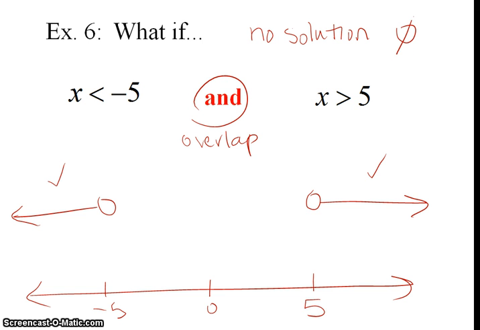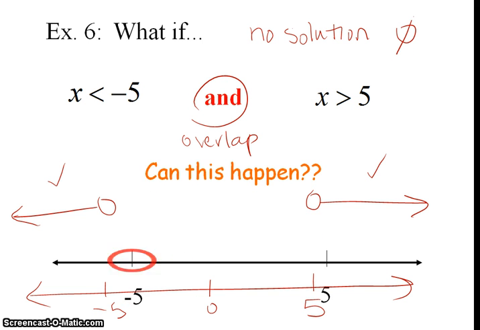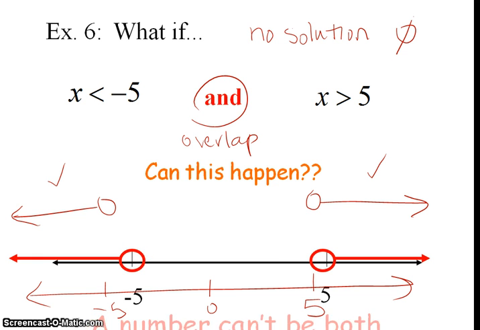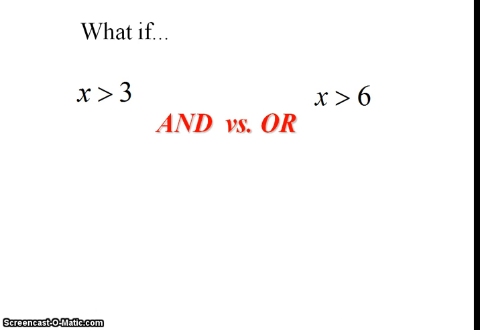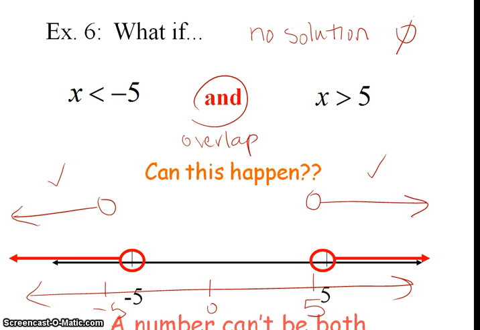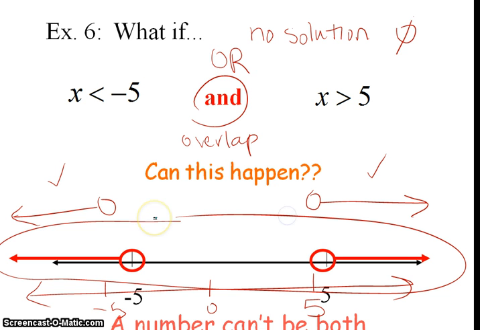But what if we just change one little word? The little word we can change is what if we said or versus and. Now I'm going to go back to this one. A number can't be both. Now if we said x is less than negative 5 or x is greater than 5, then this is the correct graph because I can include them both. It's either less than negative 5 or it's greater than 5. But there is no number that is less than negative 5 and greater than 5 at the same time.